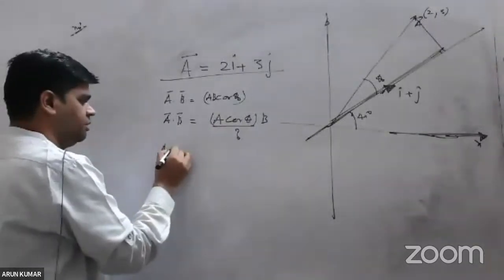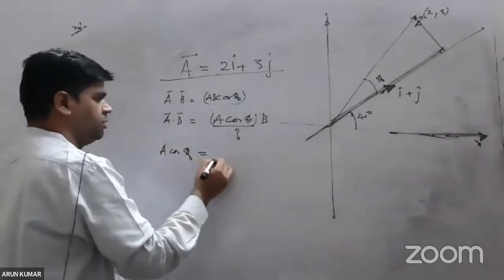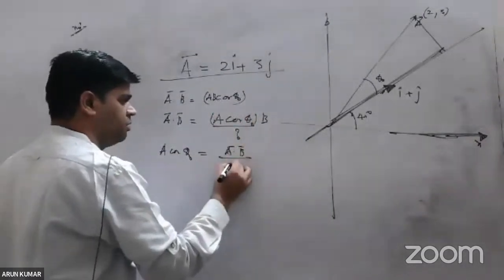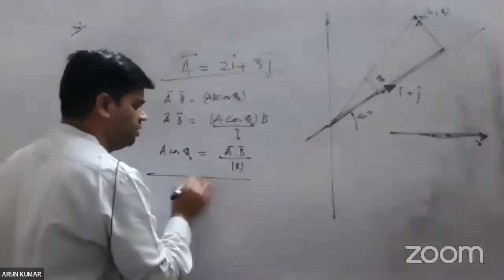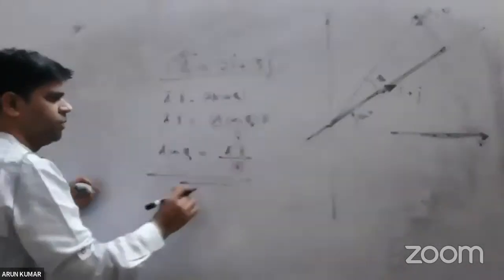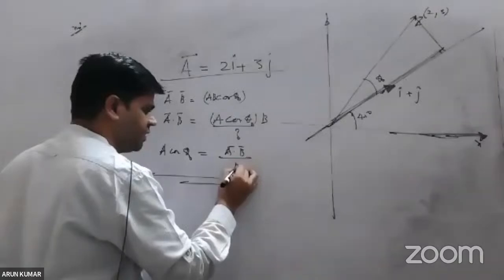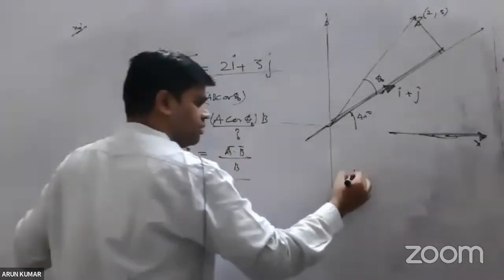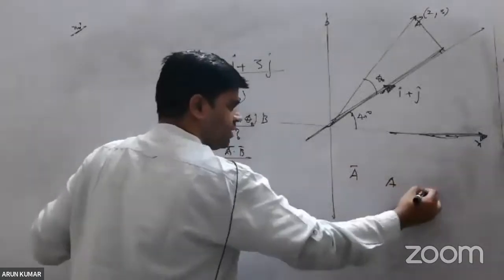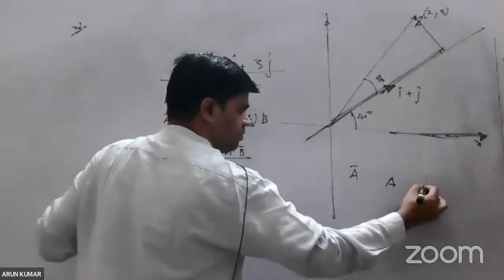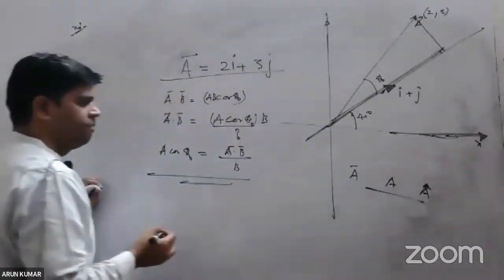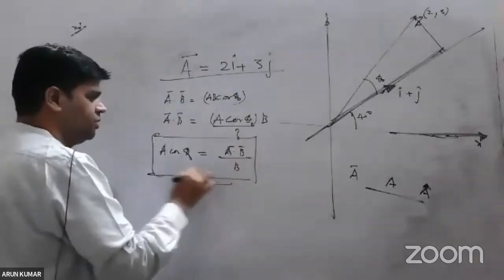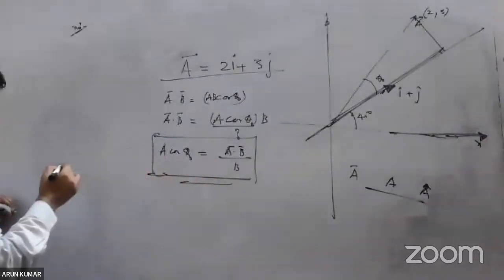So what is a cos theta? A dot b by mod b, or a dot b by b. See, if I just write the vector v without a bar on it, it's the magnitude of the vector. The unit vector is a cap. All right, so a dot b by b is my a cos theta. Required is this. So what is a dot b?